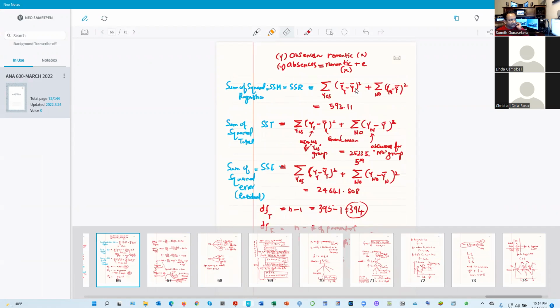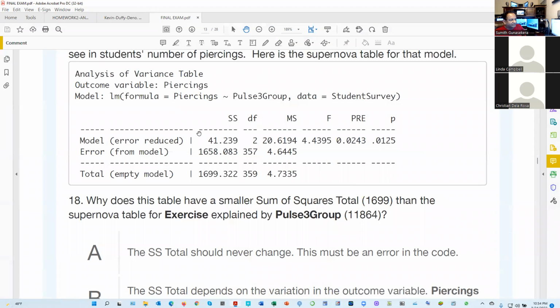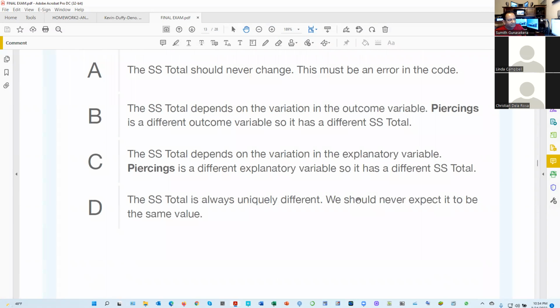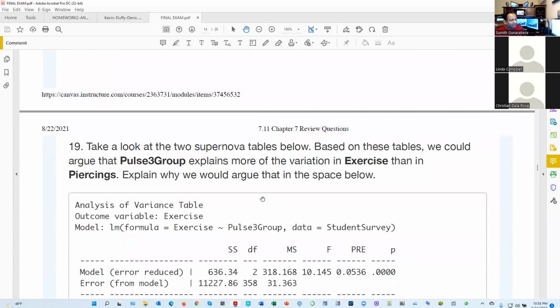See, Y. The Y is different. That's why we're going to have a sum of square total outcome. Pearson is a different outcome variable, which is this one. Let's go to 19. Look at 19, what they're going to do.